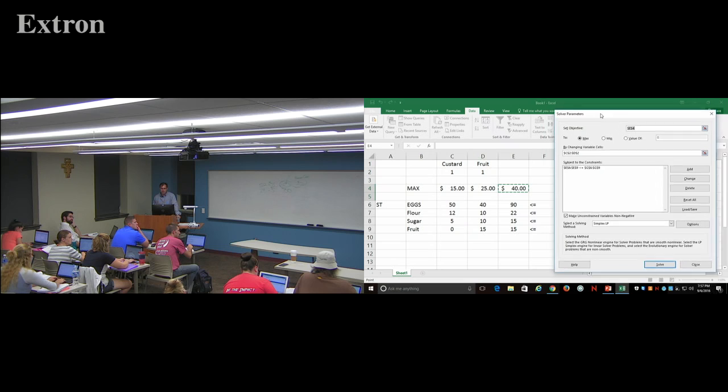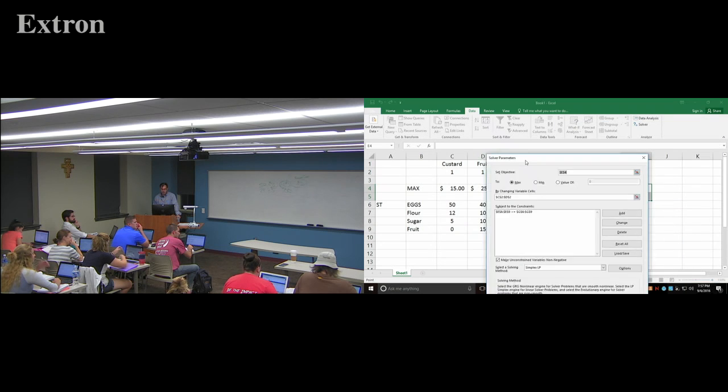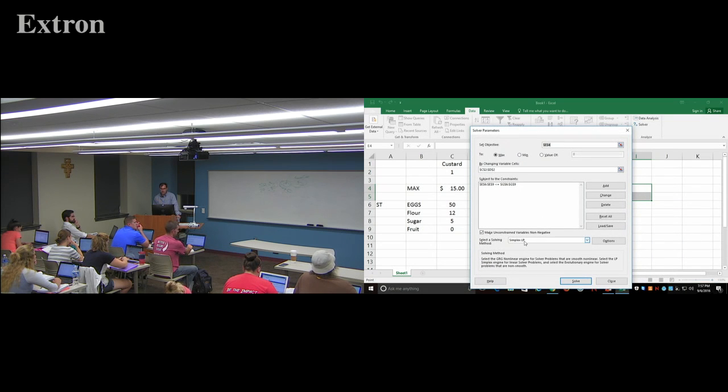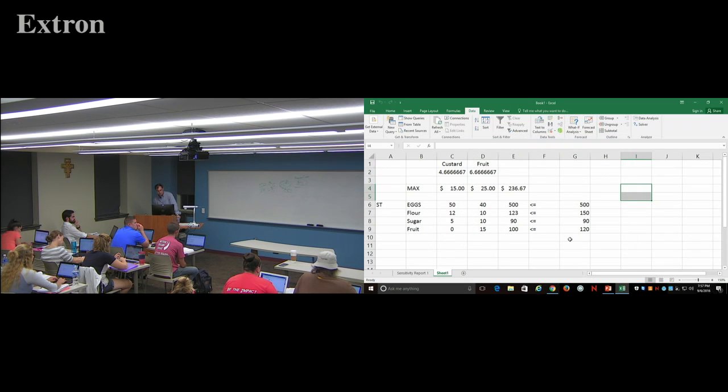My objective function is E4. I'm going to maximize that. My changing cells, my decision variables, are C2, D2. And luckily these all go in the same order. E6 through E9 is less than or equal to G6 through G9. Simplex LP, I can't make negative pies, so I'm checking that box. I'm going to solve. And as I solve that, I'm going to keep the sensitivity report. And it provides the following information.